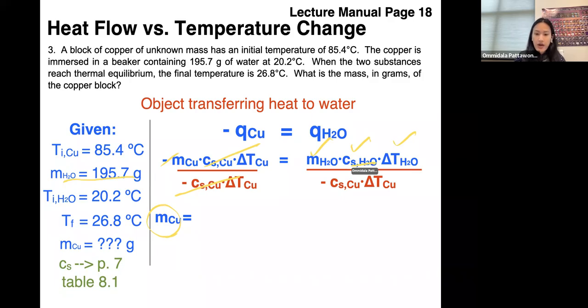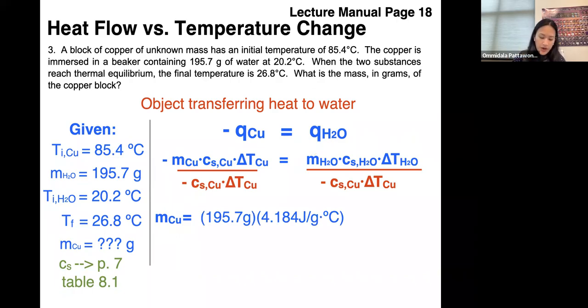And then the change of temperature, that's what we're going to take a look at. So that's the mass of water and the specific heat of water. And remember, change always has to be final minus initial. In this case, we're looking at the final temperature, which is when it has reached equilibrium, 26.8. For water, this is the delta T of water. The initial temperature of water is 20.2. So therefore, you're just going to subtract that, right?